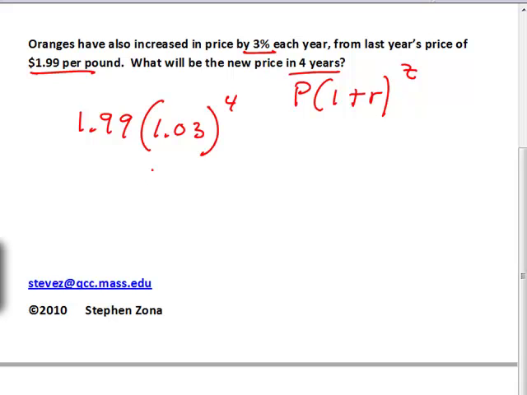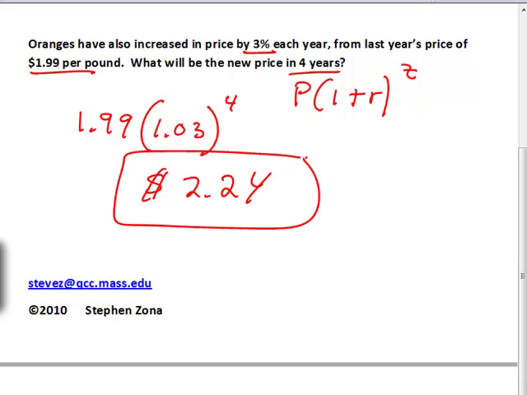So when you go 1.03 to the fourth, then times $1.99, you get $2.24. Again, round it off to the penny because every penny counts.